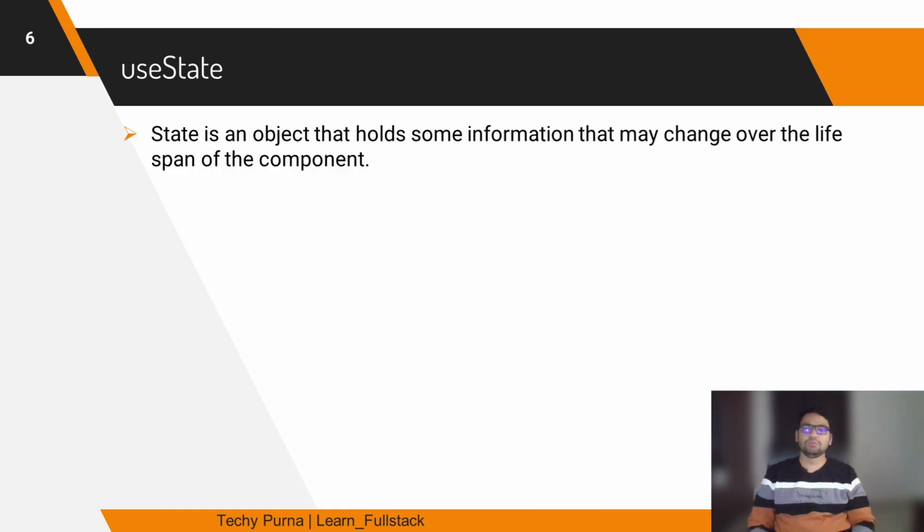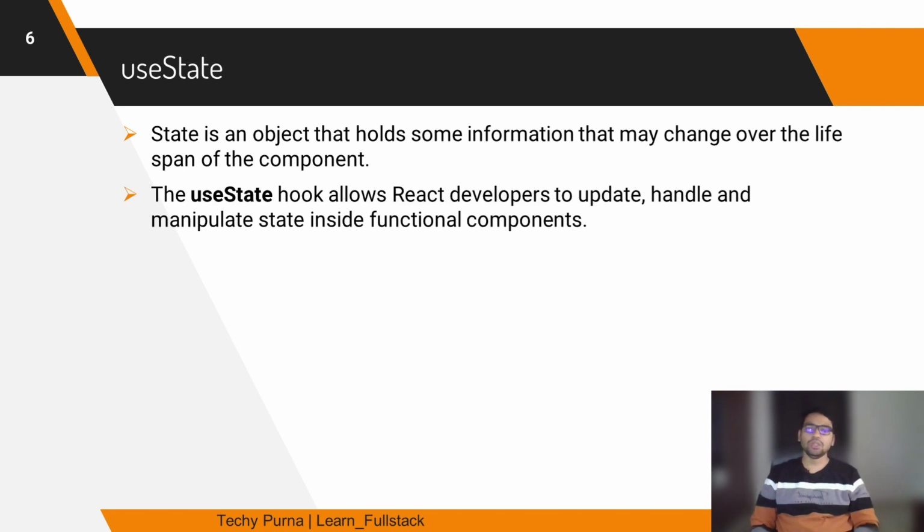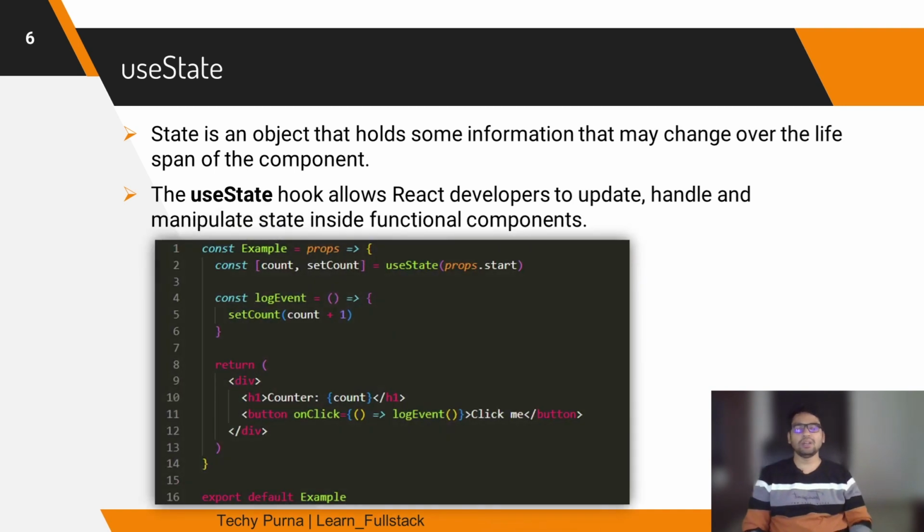So, useState. Before going to use useState, let's understand the state. State is an object that holds some information that may change over the lifespan of the component. The useState hook allows React developers to update, handle, and manipulate state inside a functional component. So state is kind of a session object, guys. And here is one example of using the useState hook.